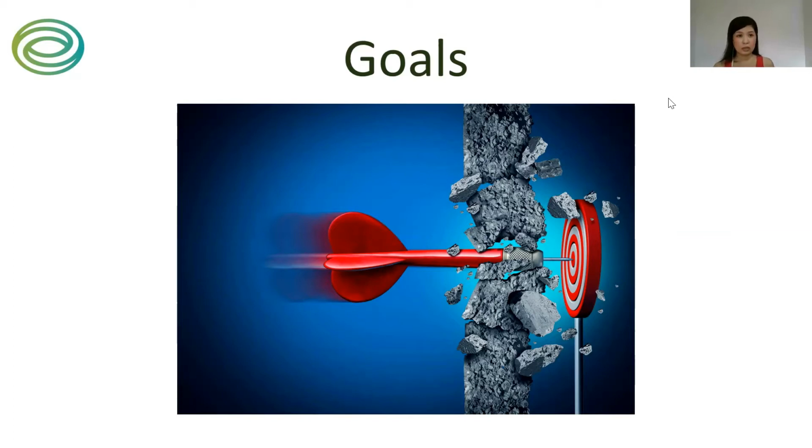Focus on your goal. No, you don't have to look at me. My screen is not going to change. But I want you to focus on your goal. Notice what you see, what you hear.